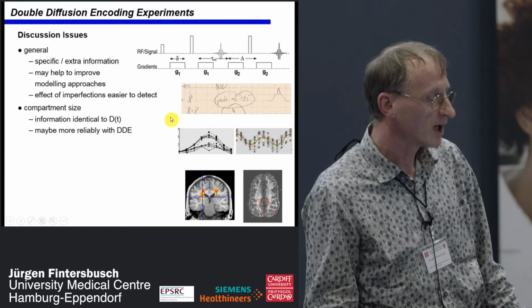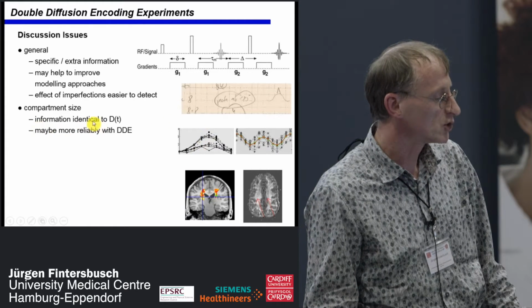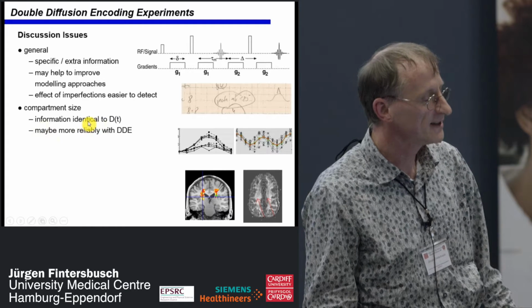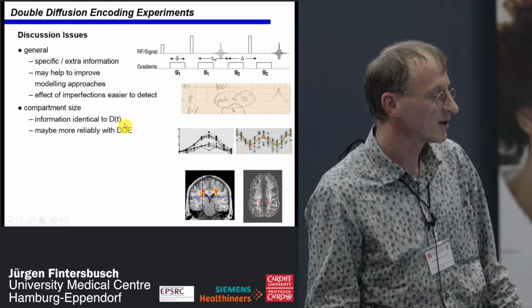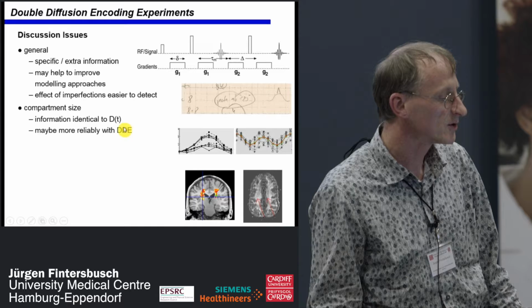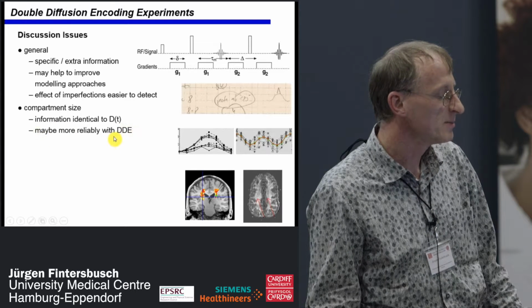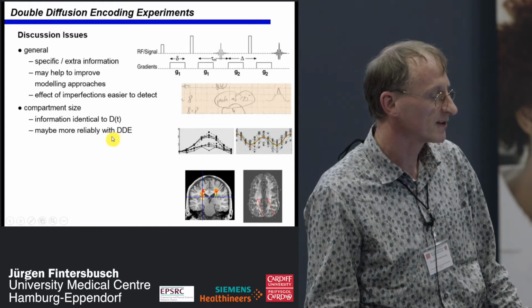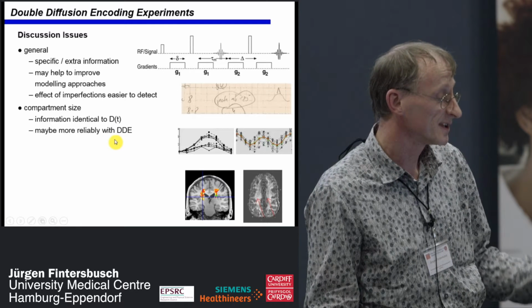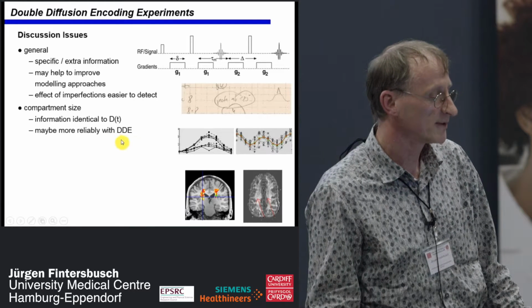Regarding the estimation of compartment sizes, you should be aware that the information is identical to the temporal dependence of the diffusion coefficient, but we heard that also in the talk of Ivana. It may be more reliable and easier to determine these sizes with a double diffusion encoding experiment.